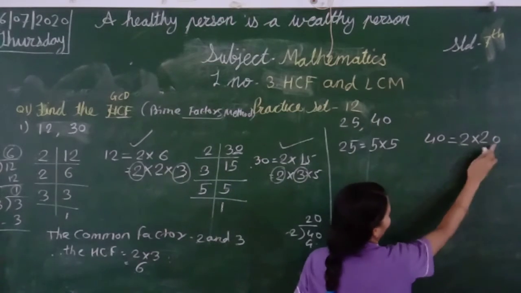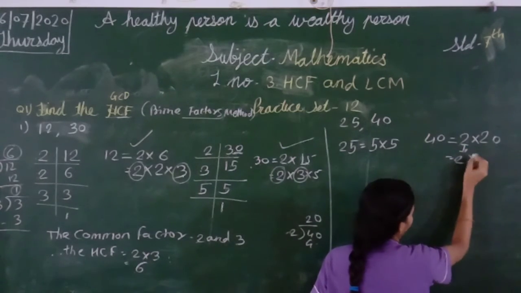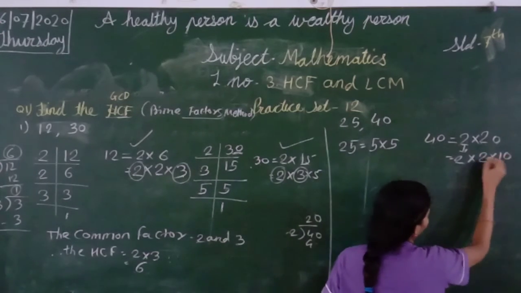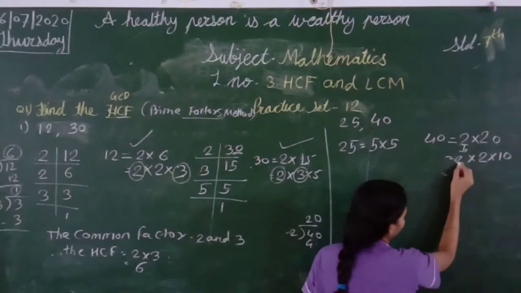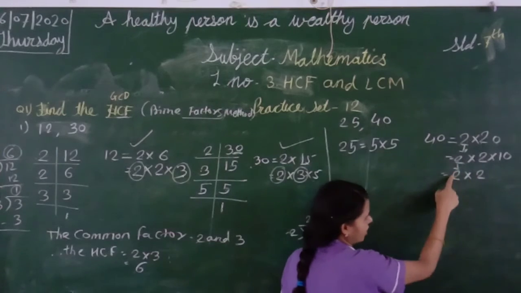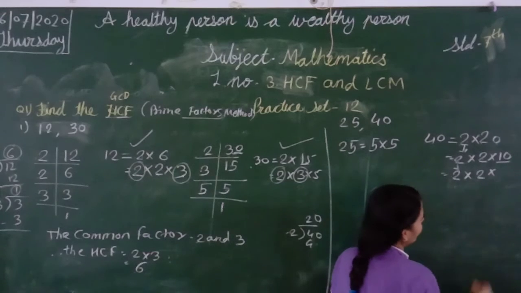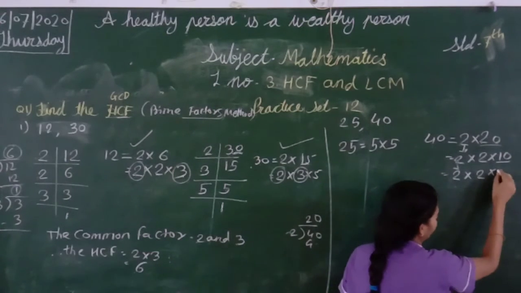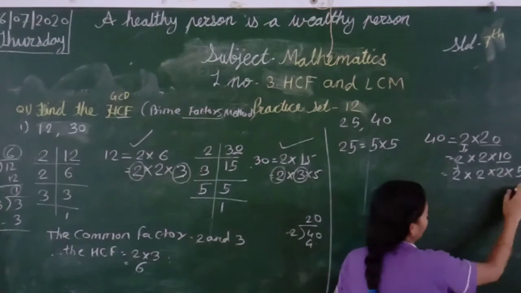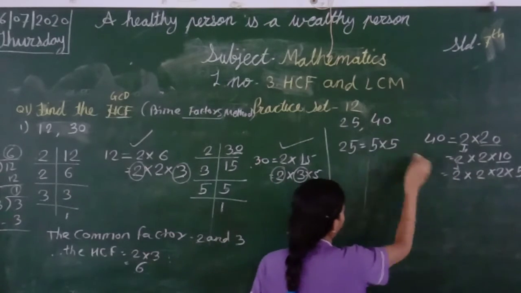2 twos are 4 and this 0. Now write this 2 again and multiply. 2 tens are 20. Again write these 2 and multiply. Students, did you understand? Same, write 2 here and multiply. Multiply 10 means what? 10 means 2 fives are 10. The 5 will not be a common factor, so we will not take it out. Now students, take out the common factor.